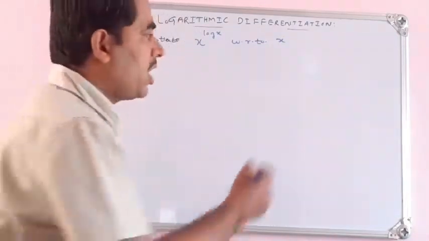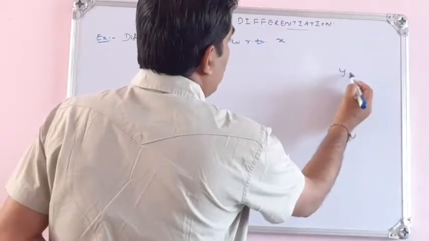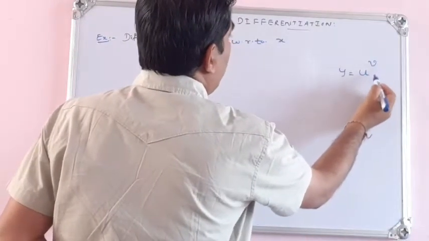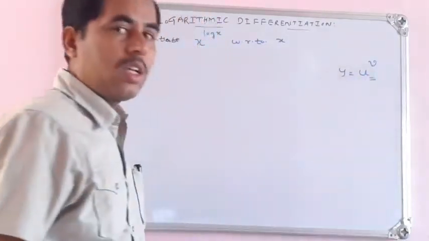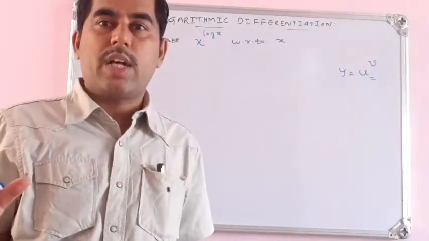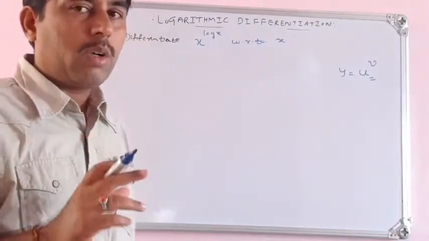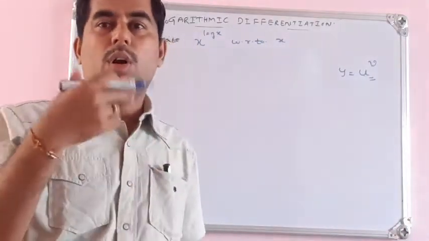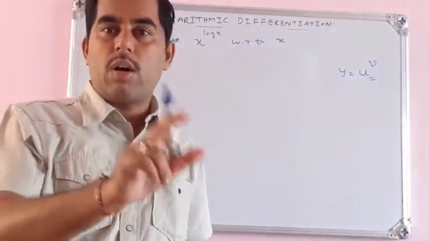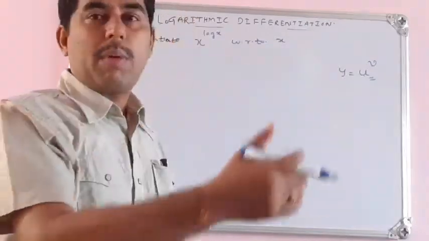When the given function is of the form, say, y is equal to u to the power of v, where u and v are functions of x. Then we take log on both sides. Then we use the properties of log. In that, what property have we used? Log m to the power of n is equal to n log m to the base b. So that power becomes the coefficient.